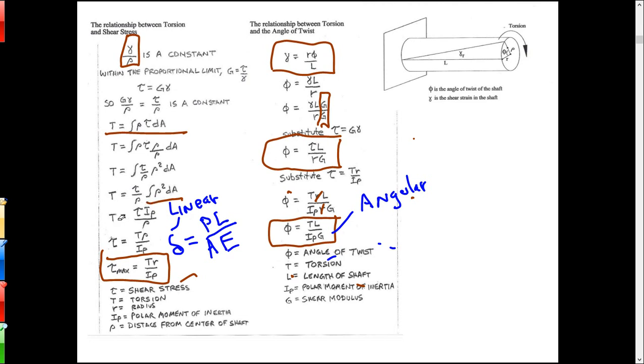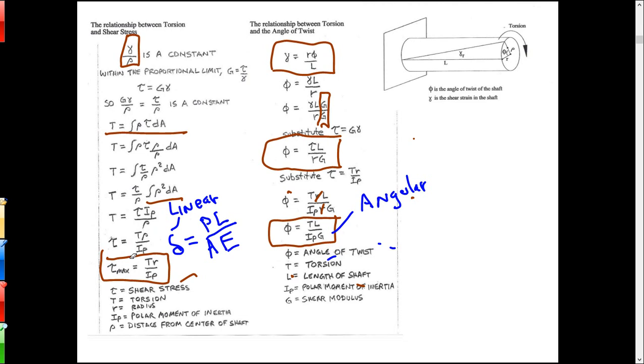So the torsion is the shear stress tau times the polar moment of inertia, because we're measuring out from the center of the shaft in a radial way. So it gets a little subscript of P on it. That's the shear stress times I sub P divided by rho. So there's the torsion. If I solve that for the shear stress, I get the torsion times rho over I sub P.